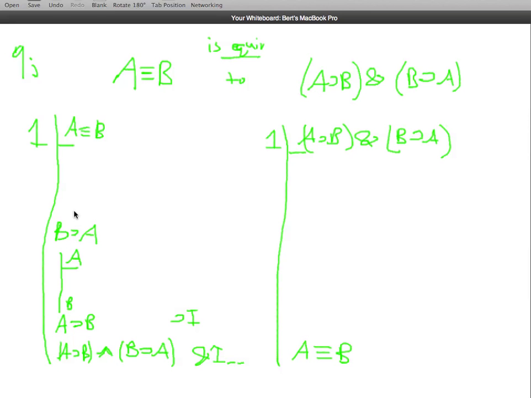And similarly here, my subderivation is going to have as its auxiliary assumption the antecedent of this conditional, so it's going to be B. And in my last line of the derivation, I'm going to get A. And then this step is going to be by conditional introduction, and I have to still fill in the line numbers.